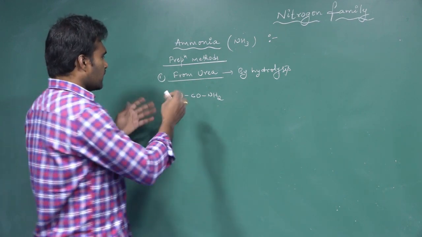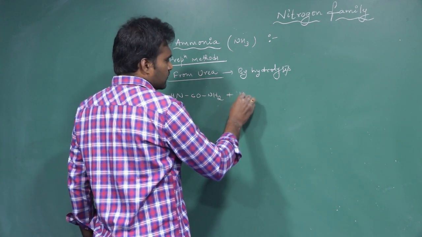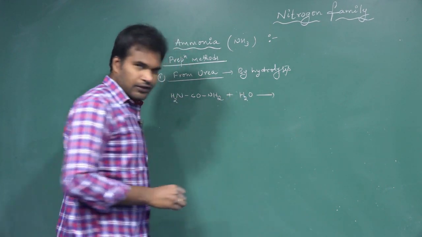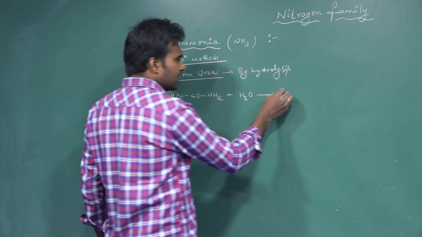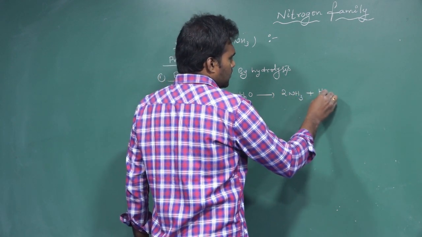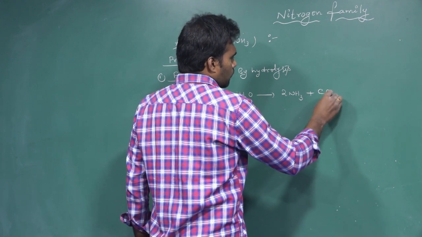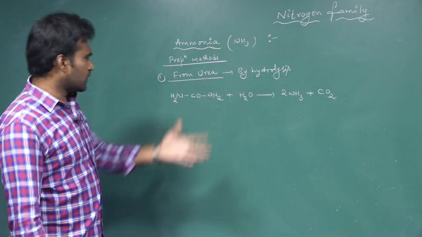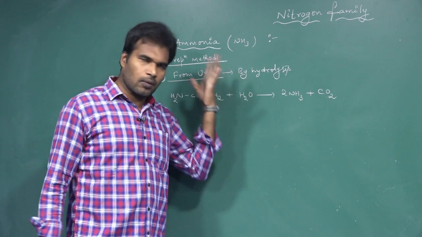So when this urea undergoes hydrolysis, if you add water to it, we will get 2 moles of ammonia with the liberation of CO2. So this is the first method and the easy method for the preparation of ammonia.